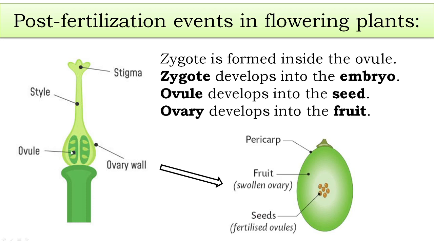Ovary will develop into fruit. So you can see over here, after fertilization the petals will fall off, right? Only the female part will remain, and the female part will undergo development in which the zygote will develop into embryo, the ovule will develop into seed, and the ovary will develop into fruit.